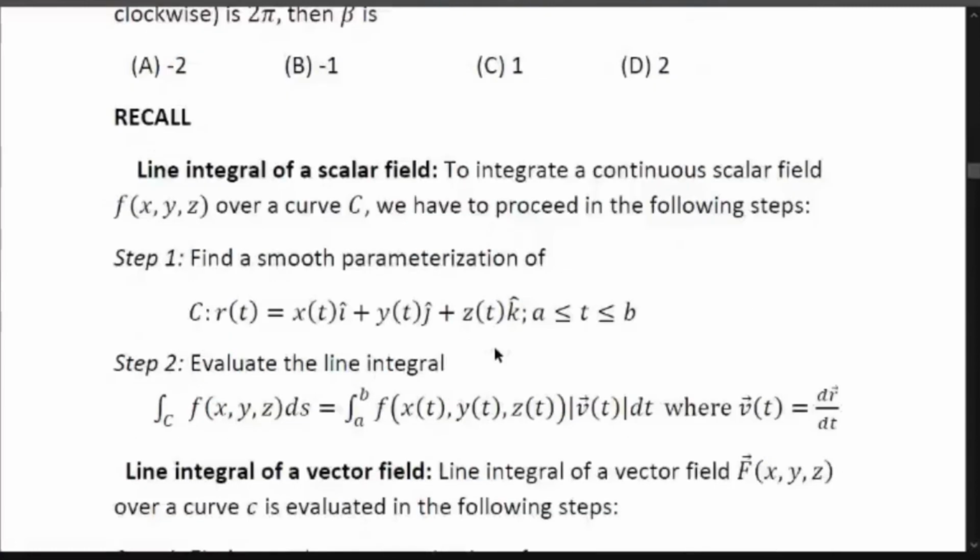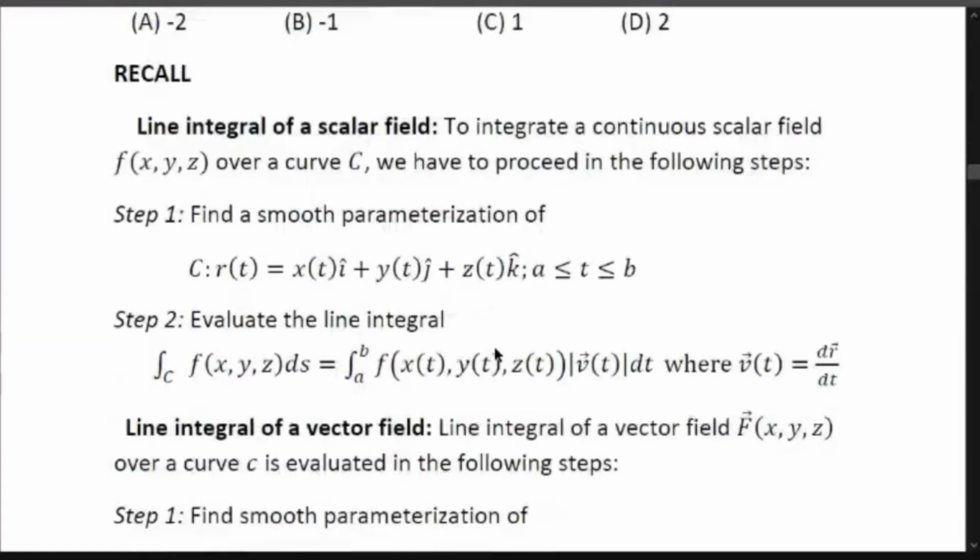So let us recall what line integrals are first. Line integral of a scalar field. To integrate a continuous scalar field f of x, y, z over a curve C, we proceed in the following steps. First, find a smooth parameterization of the given curve, usually of the form r of t equals x of t i plus y of t j plus z of t k, where a is less than or equal to t less than or equal to b.